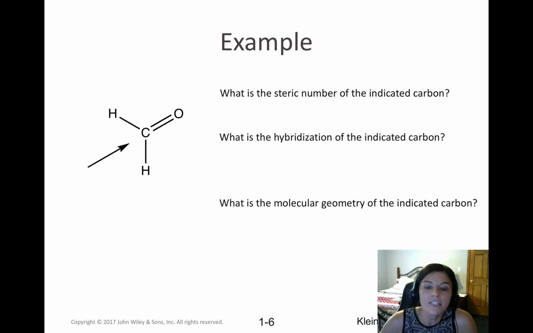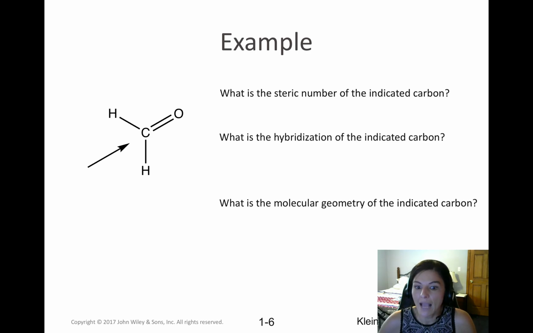Okay, so let's do an example together. Okay, I have a molecule here, and I'm pointing an arrow to that carbon. What's the steric number of the carbon? What's its hybridization? And what is the molecular geometry about that carbon? All right. So first we're going to do steric number. Okay. Now I see 2 single bonds and 1 double bond. Okay. Single bonds are always sigma bonds. Always. So I've got 2 sigma bonds right there.